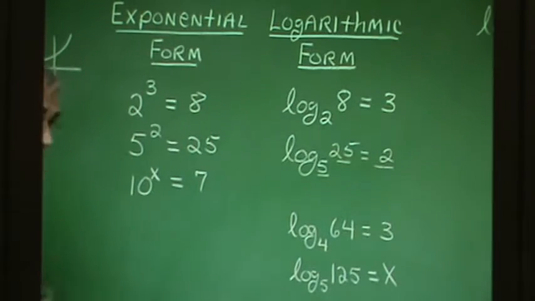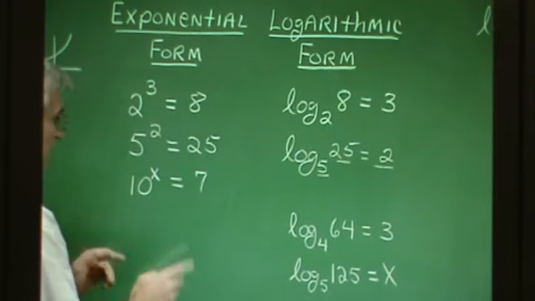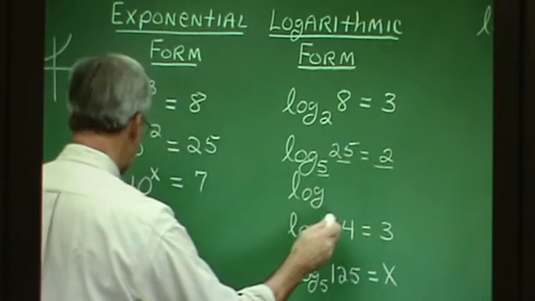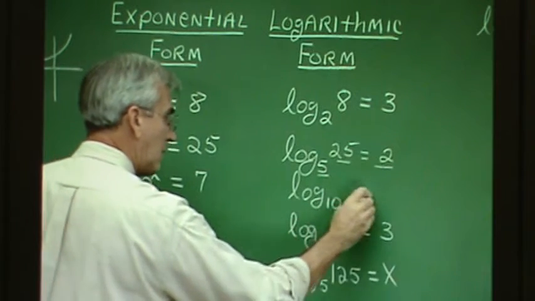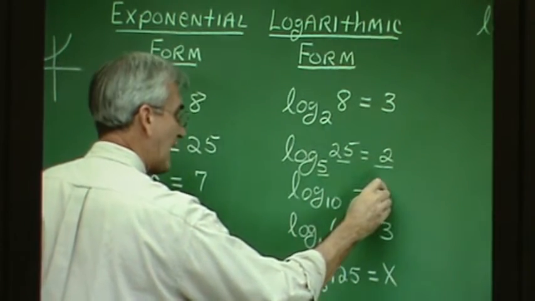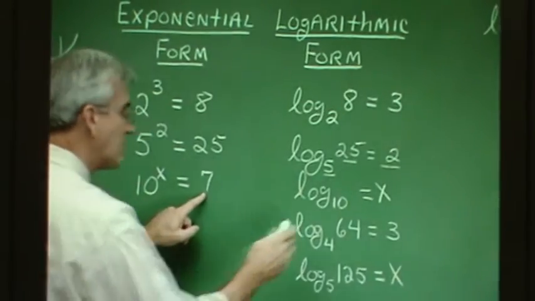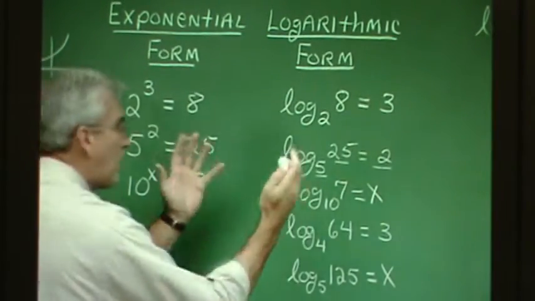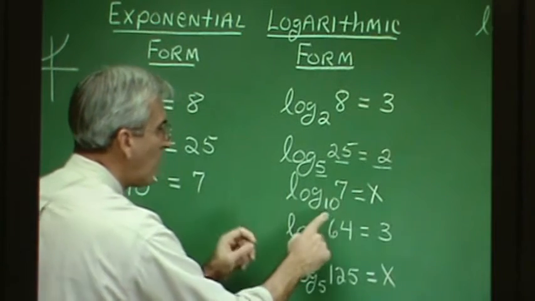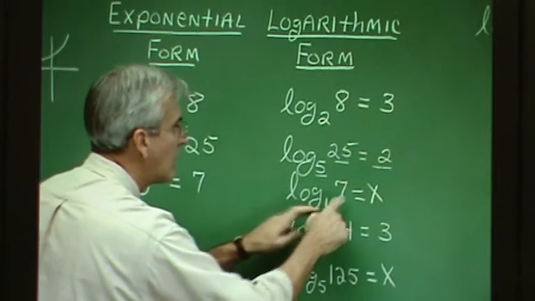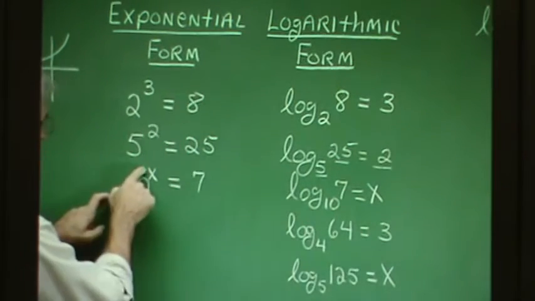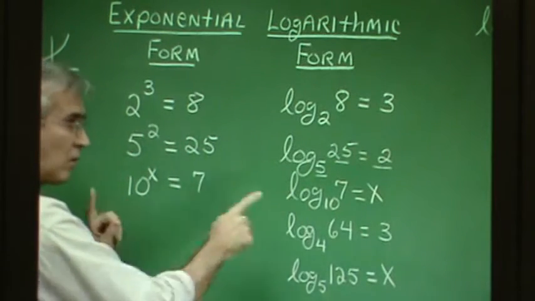Okay, let's do one that has a variable involved in it. All right, for logarithmic form, there are 3 positions. Here's the base, here's the exponent. So when we go to log form, the base is 10, the exponent is x, and the number here is 7. So this is a request for the exponent on 10 that will give 7. That is, 10 to what exponent will give 7? 10 to what exponent gives 7? You see the equivalency of the two.